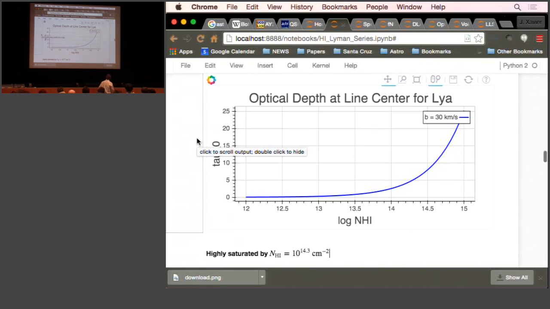You reach an optical depth of unity around 10 to the 13.6 hydrogen atoms. And here by a few times 10 to the 14, you're talking about optical depths of 5 and beyond, which is to say all the Lyman-alpha photons are highly absorbed at the line center for a gas with those column densities or larger, highly saturated.